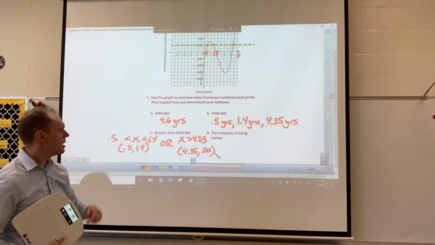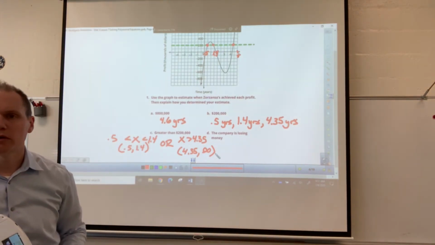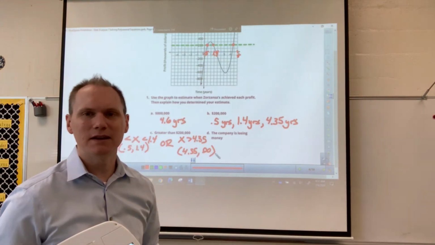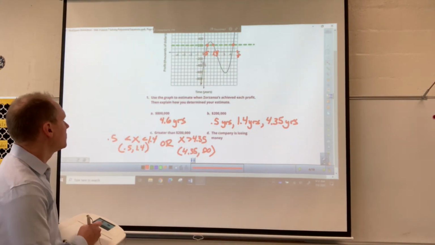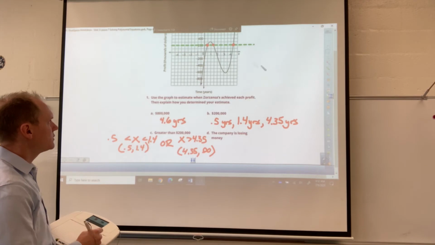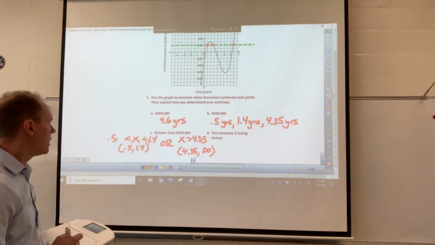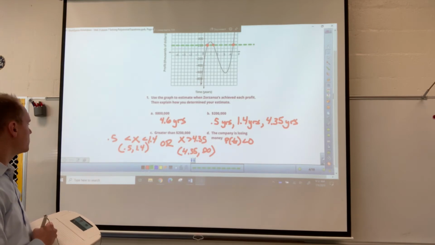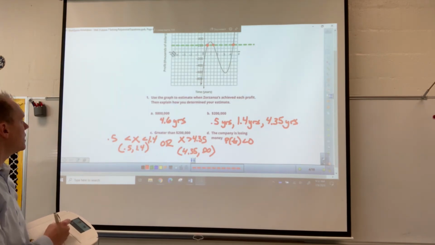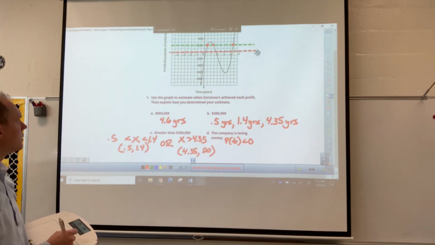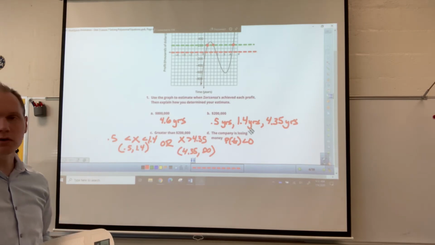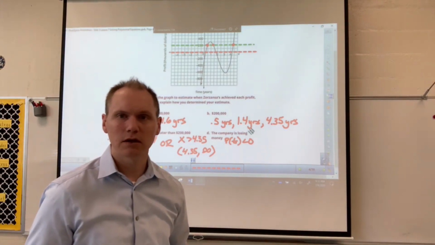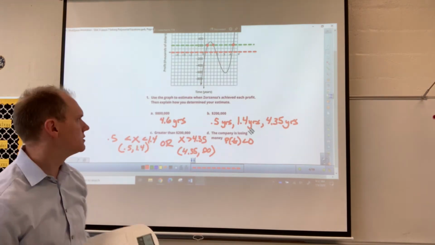All right, lastly, the company is losing money. The company is losing money whenever the profit is negative. And so when we think about that, that's whenever the profit is less than 0. So whenever P of T is less than 0. So if we draw a line here, I'll do this in red, along the x-axis, whenever the graph is below that, then we know that the profit is negative.